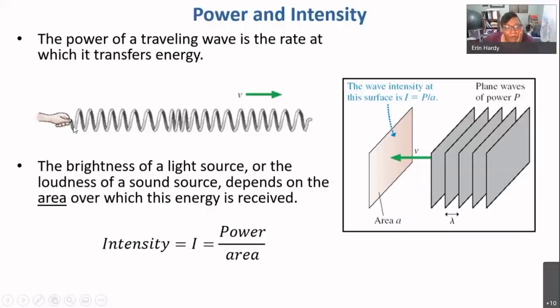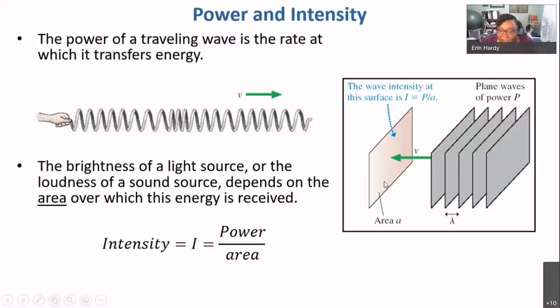So again, the power is just the rate at which you deliver energy to the spring, or the rate at which maybe a loudspeaker produces sound. And if we divide this by this cross-sectional area, or the area of this imaginary plane, the intensity should get smaller when the area gets larger.